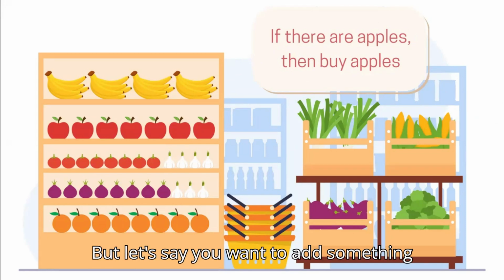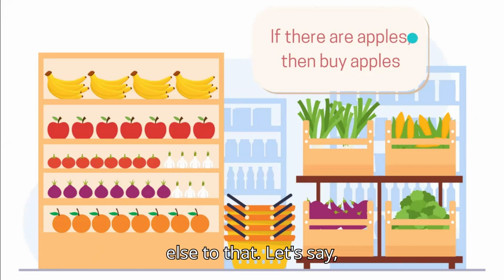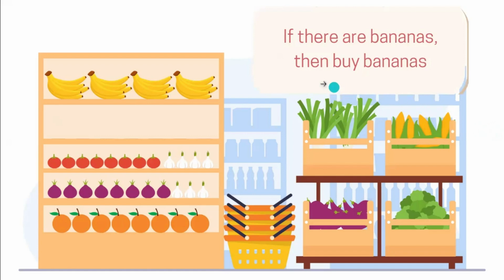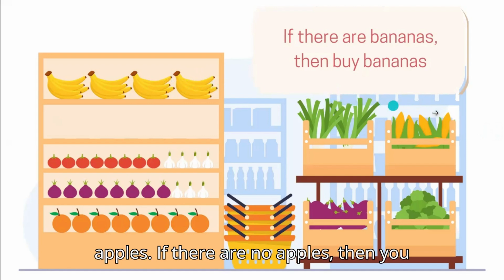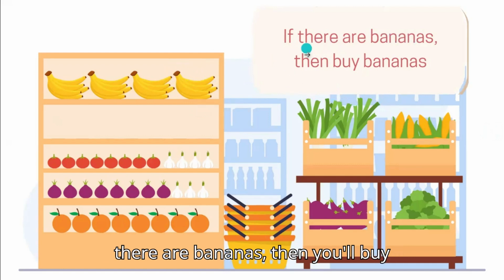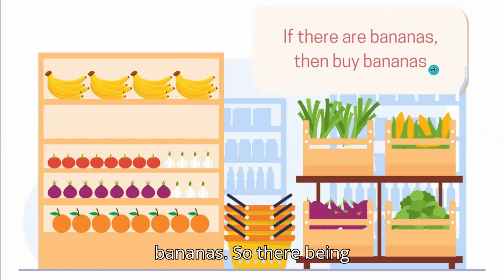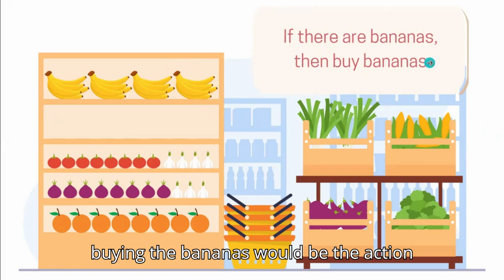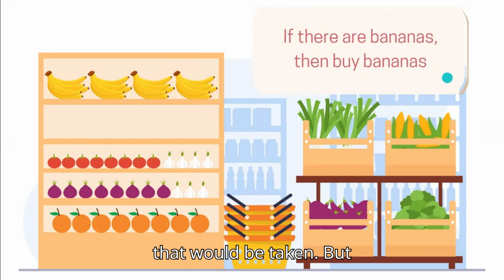But let's say you want to add something else to that. Let's say, okay, there are no apples, but if there are bananas, then you'll buy bananas. Perfect. Very simple. But that only happens if there are no apples. If there are no apples, then you check if there are bananas. And then if there are bananas, then you'll buy bananas. So there being bananas is your other condition. And then buying the bananas would be the action that would be taken.